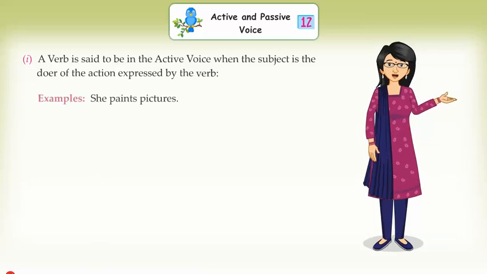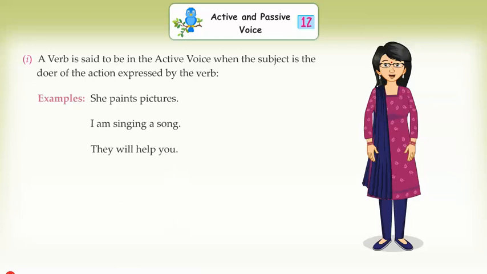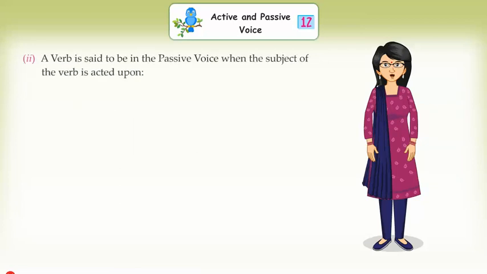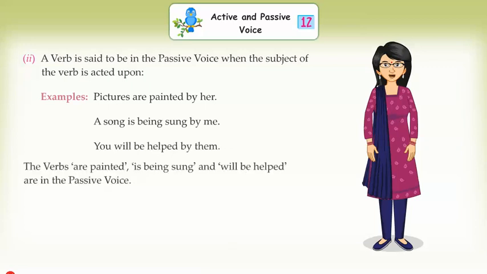Examples: She paints pictures. I am singing a song. They will help you. 2. A verb is said to be in the passive voice when the subject of the verb is acted upon. Examples: Pictures are painted by her. A song is being sung by me. You will be helped by them. The verbs are painted, is being sung, and will be helped are in the passive voice.